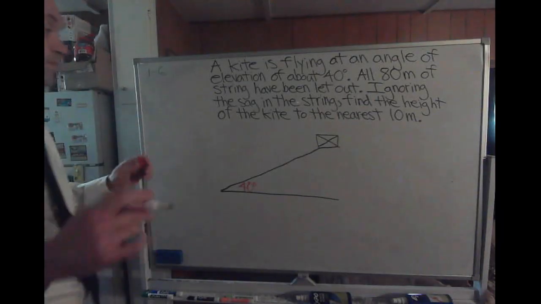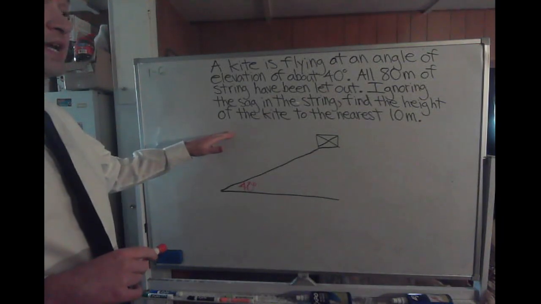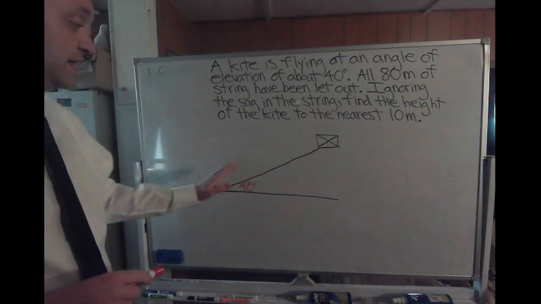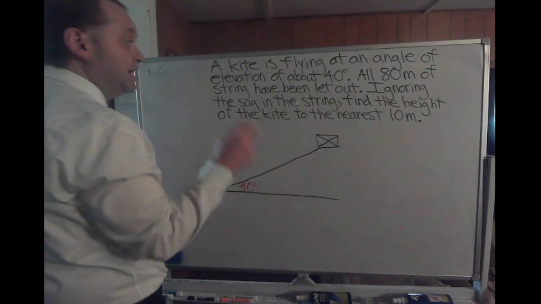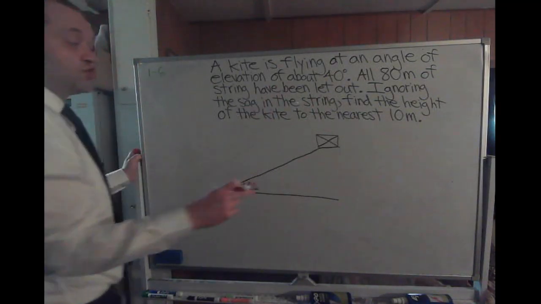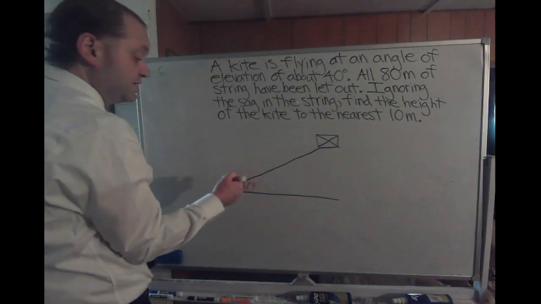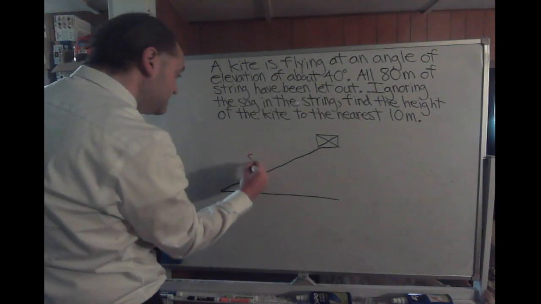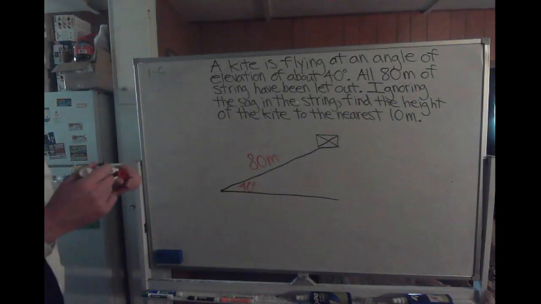Now, it tells you that all 80 meters of string have been let out. So when you start from the ground upward, that's 80 meters of string for the kite. It's not asking you yet. That 80 meters of string does not tell you how high up the kite is. It tells you how long the string is. In this case, because it's going upward, the length of that is going to be your hypotenuse for this right triangle.